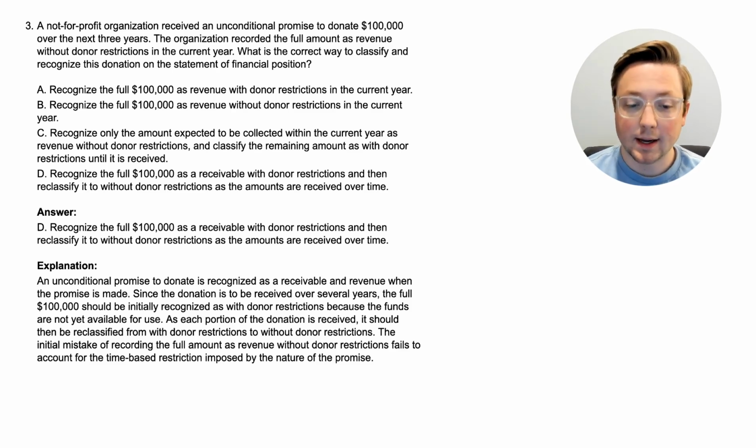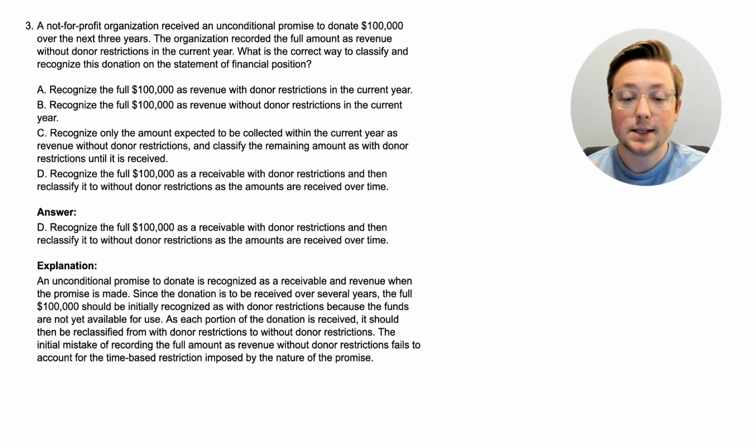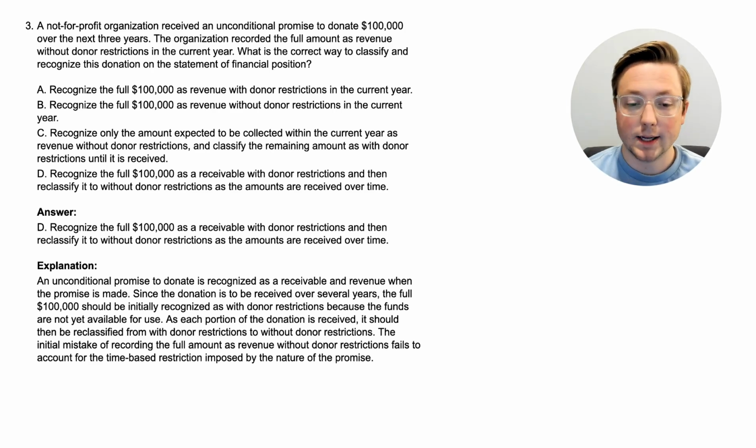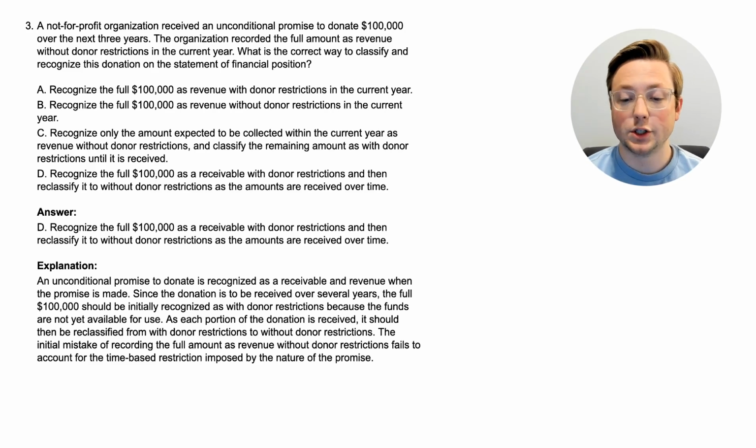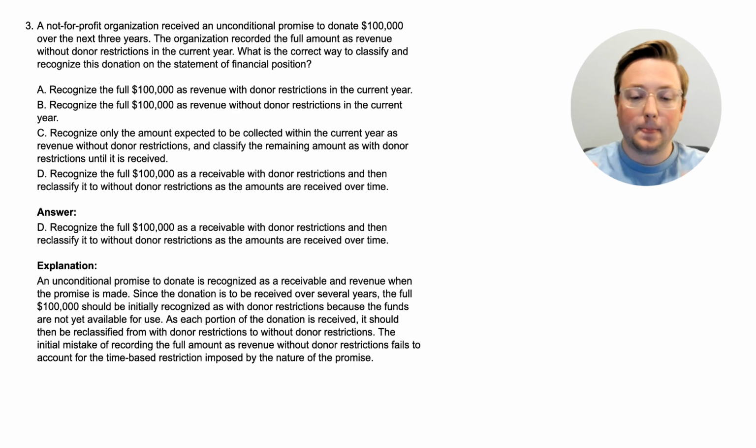So the way it works, an unconditional promise to donate is recognized as a receivable and revenue when the promise is made. So it is still a receivable. They're expecting to receive that. Since the donation is to be received over several years, the full $100,000 is initially recognized as with donor restrictions because, again, they haven't actually received the money yet, and so they can't use it. As each portion of the donation is received, it should then be reclassified from with donor restrictions to without donor restrictions. So that's where you reclassify it, each year as you receive the money.